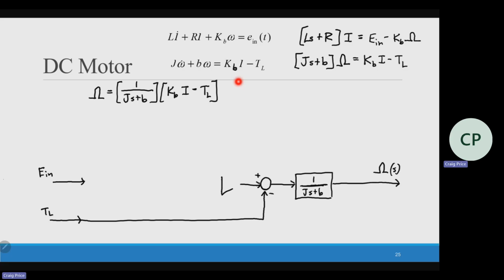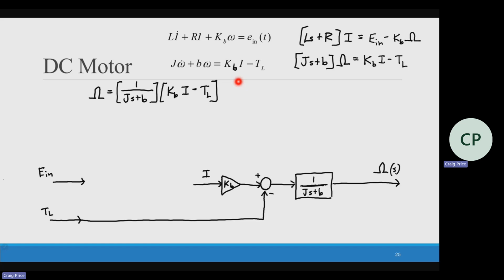And I'm going to have a multiplier KB times my current I, which is a variable. That's not a block or anything like that. This is just current coming out of the system. So this is the first half. Omega is equal to 1 over Js plus B times KB times current minus load torque. That's one of my equations. Now I'm going to pause here. You can fill in the rest. I'm going to give you a little bit more time.